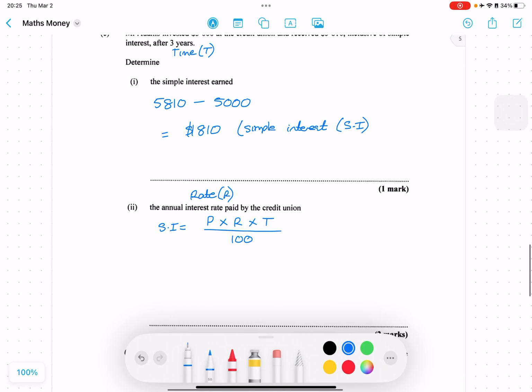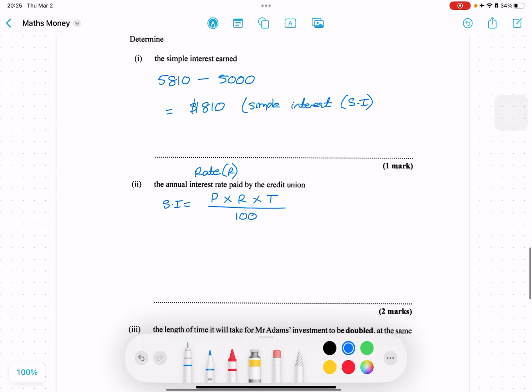We have the simple interest, which is 810. We have the principal. We don't have the rate. That's what they are asking for. And we have the time. Okay, so let's put in the values that we have. So simple interest is $810. The principal is $5,000. We don't have the rate, but we have the time, which is 3, and we have the 100 here. So let's start to simplify.